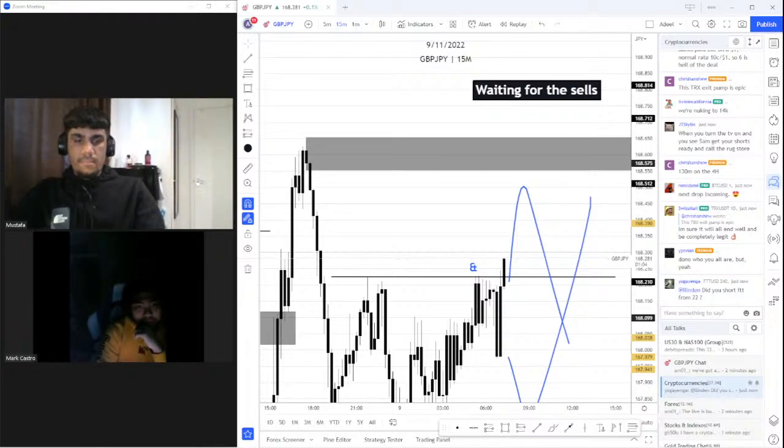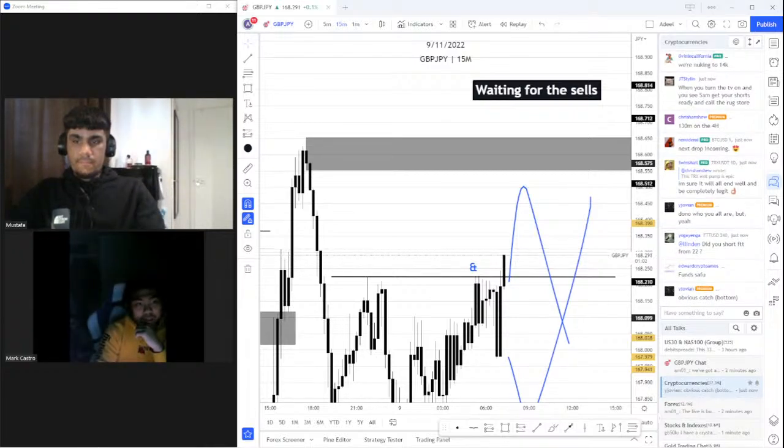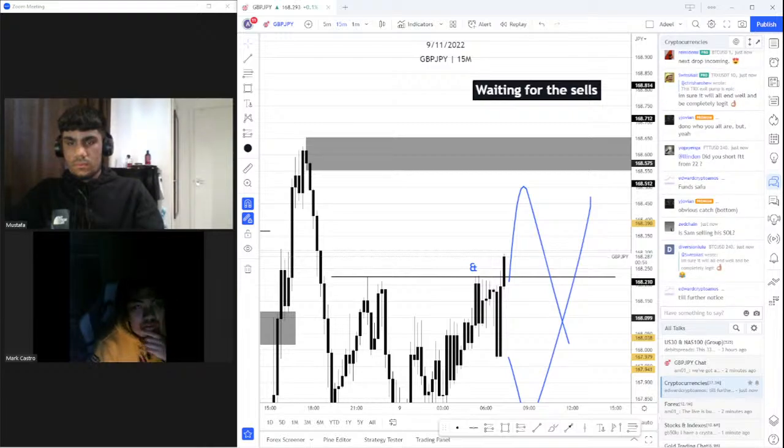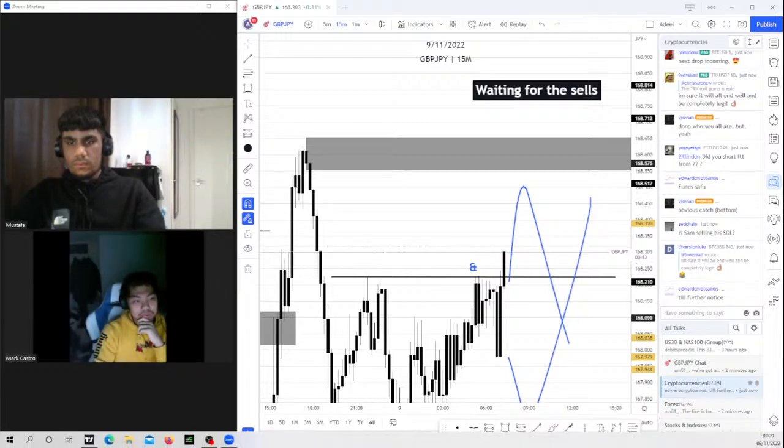What's this? JPY filling an imbalance. Oh, me and Nu have the same idea. He had the idea yesterday, I think. Is that the daily time frame? 4 hour? No. I think we did.